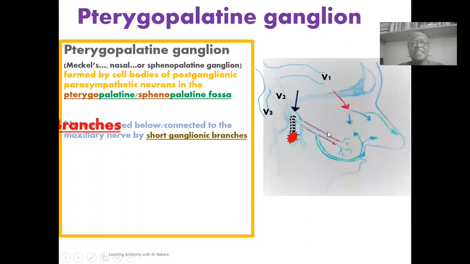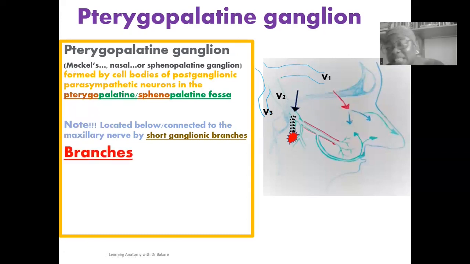Then you see this ganglion giving off a number of branches. We said this at the beginning of this lecture, that the pterygopalatine ganglion gives off a number of branches. And one of those branches is the orbital branches.